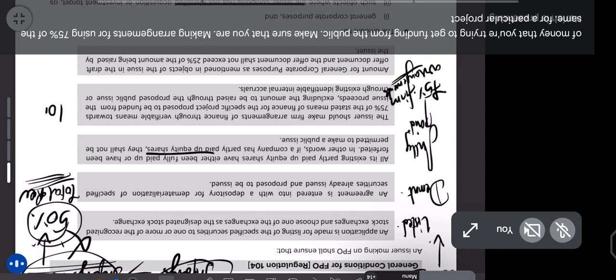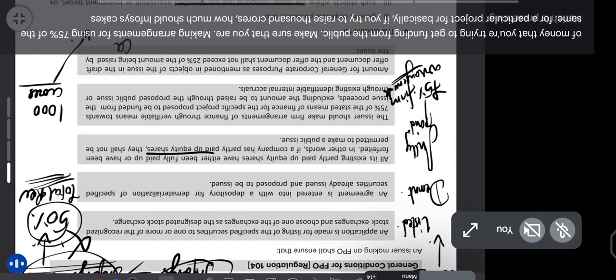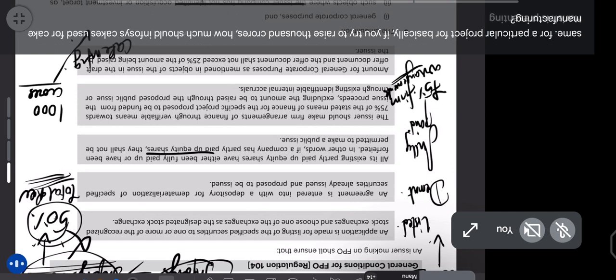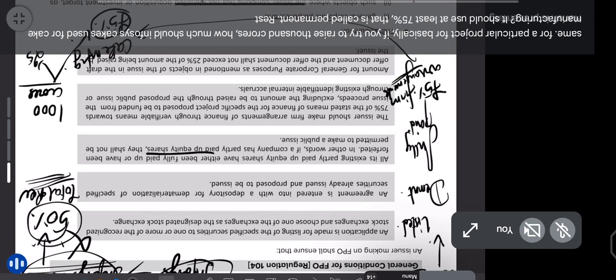So basically, if you try to raise 1,000 crores, how much should Infosys Cake use for cake manufacturing? It should use at least 75%. That is called firm arrangement. Rest maximum 25% it can use for what purpose? General corporate purpose.